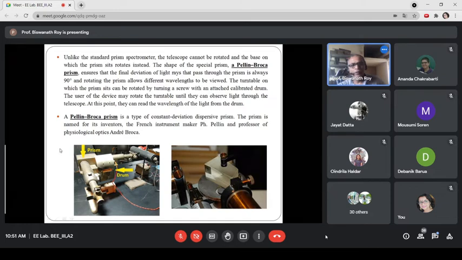Okay, so this is the prism table, and this lamp is a low pressure sodium vapor lamp.